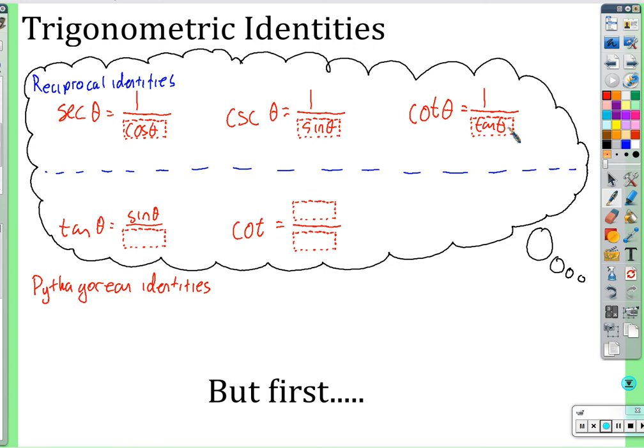And I don't know if they named these ones. Let's see if they gave these a name. Tangent and cotangent identities. Tangent is sine over the cosine, which means that cotangent must be cosine over sine. It's the reciprocal of the tangent. And then we're going to learn some Pythagorean identities. Use those.